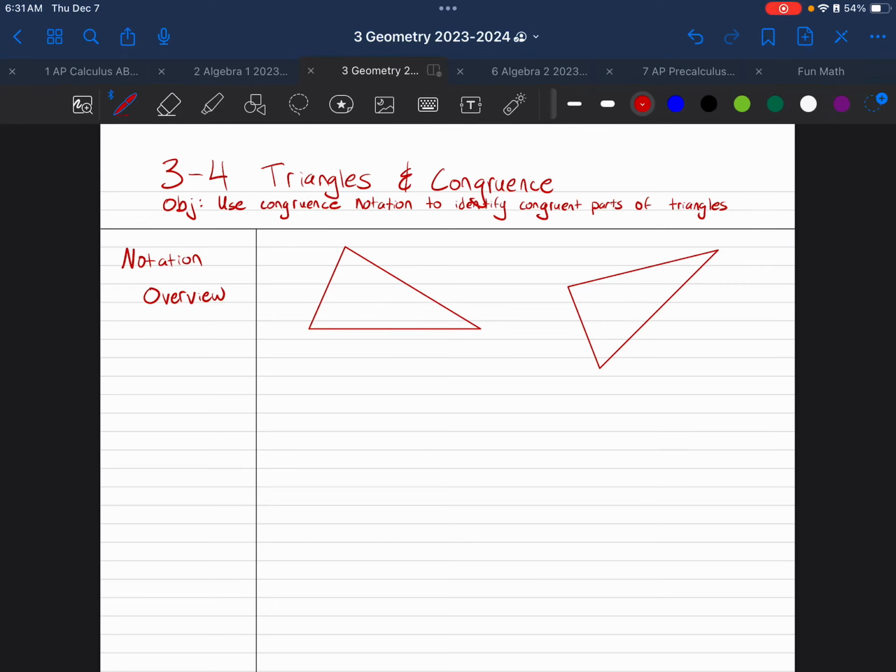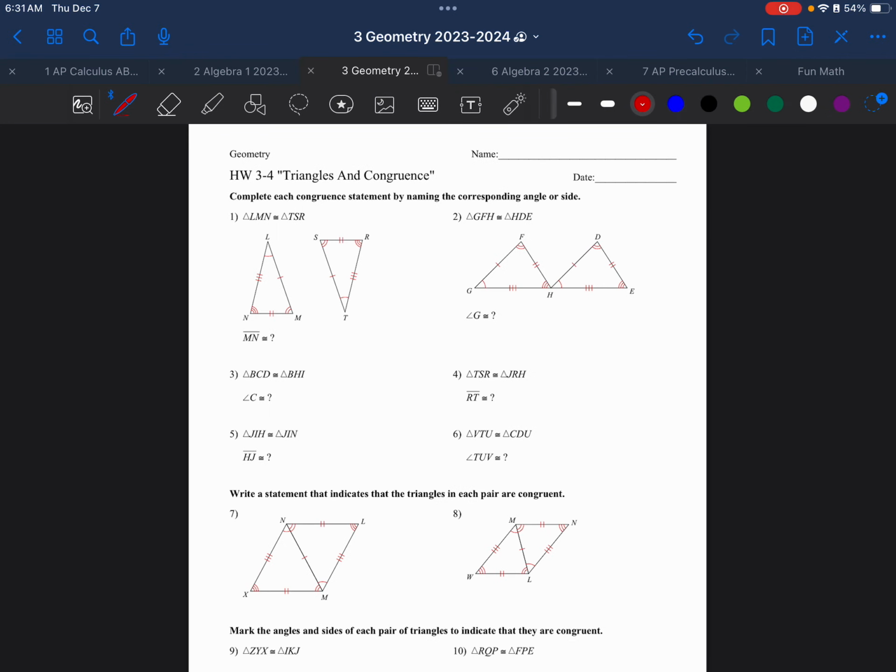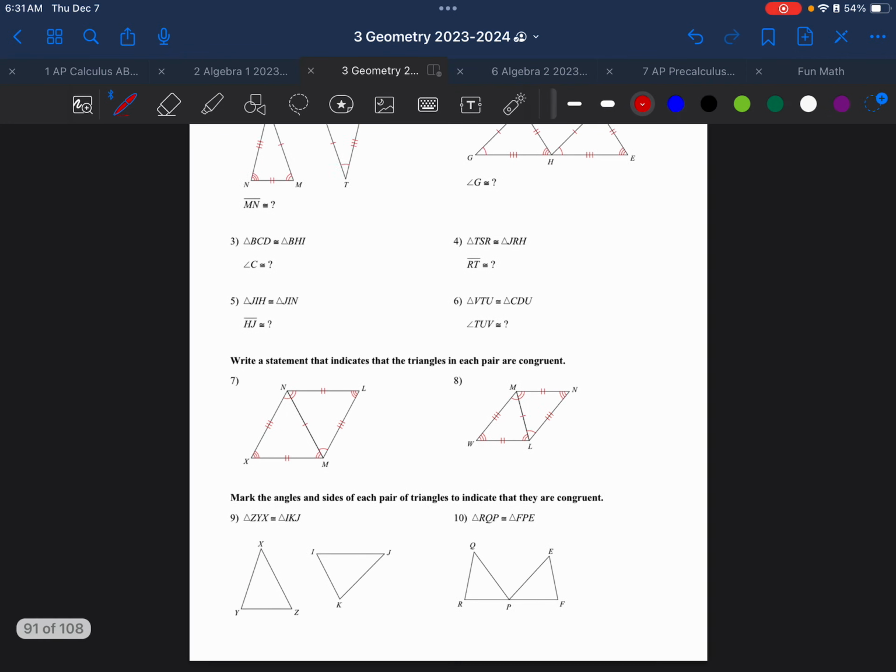This is Geometry, Lesson 3-4, Triangles and Congruence. My objective today is to use congruence notation to identify congruent parts of triangles. I'm trying to walk you through and make sure that you know everything for the homework tonight.